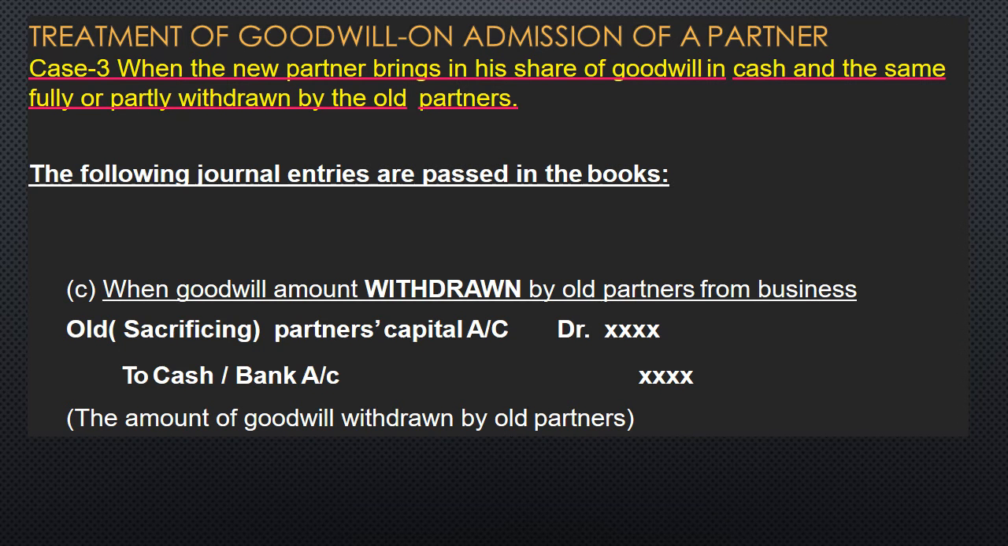Now case 3. Between case 2 and case 3, a minor difference is there. In case 2, whatever is brought by the new partner for his share of goodwill, that amount is retained in the business. But in case 3, that amount is fully or partially withdrawn by the partners. It means the first 2 entries are similar to case 2, for bringing the amount of goodwill and for distributing that goodwill in their sacrificing ratio. The major difference arises from the third entry.